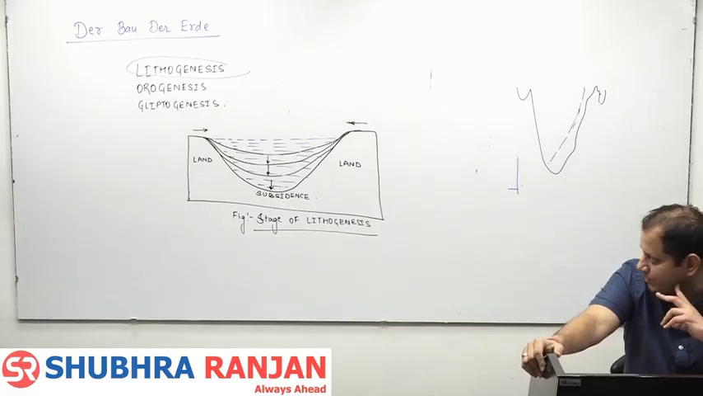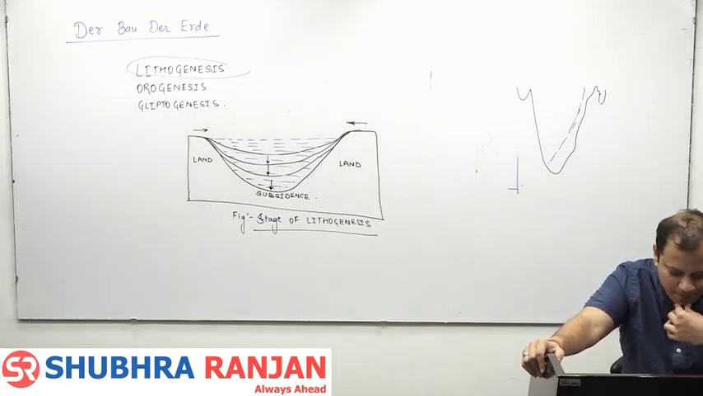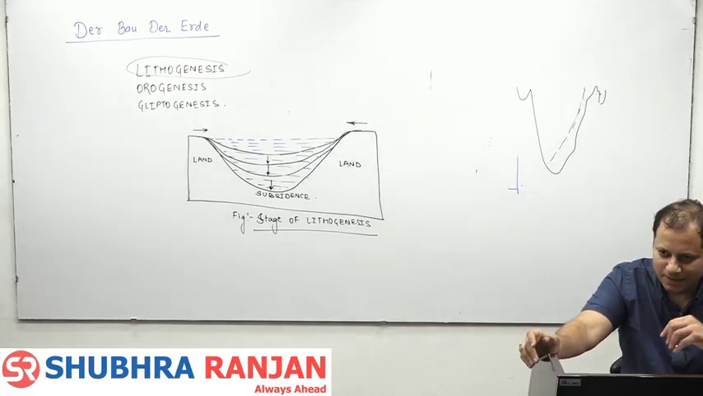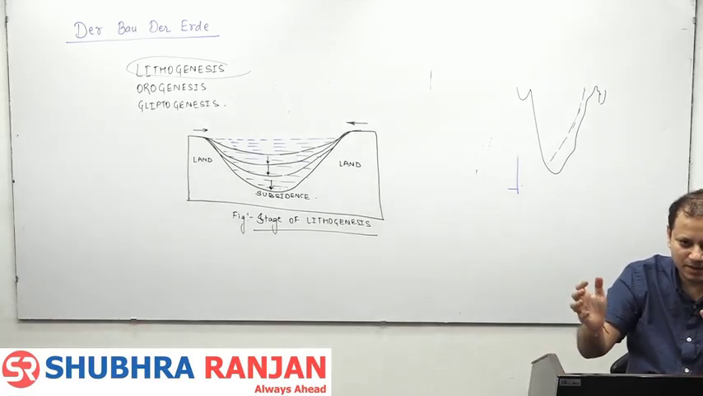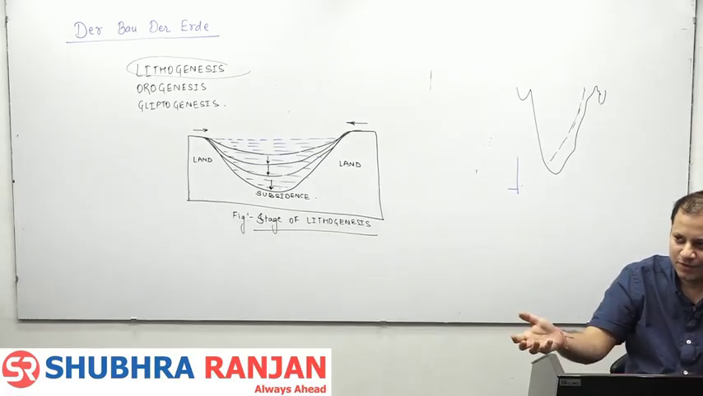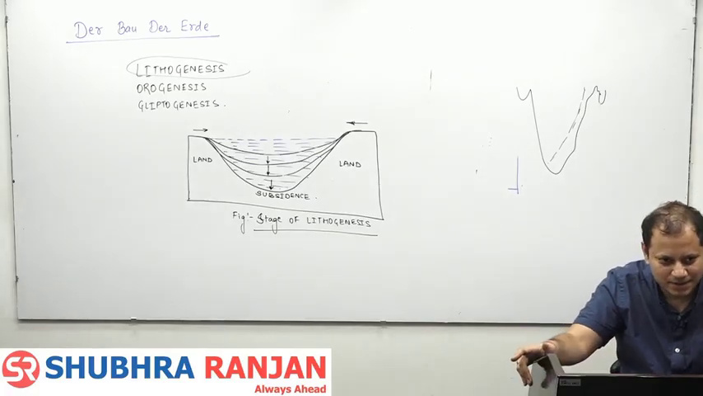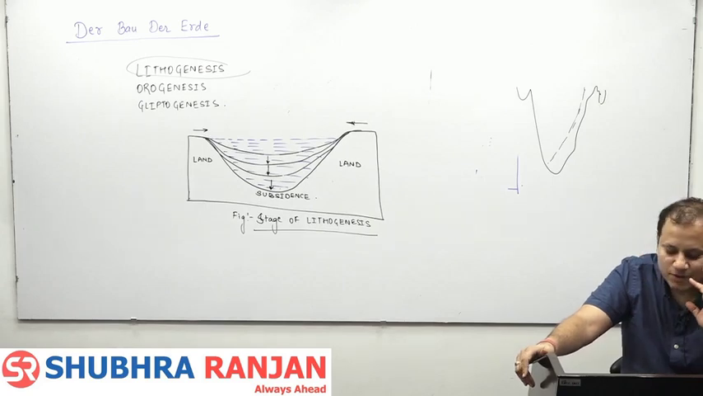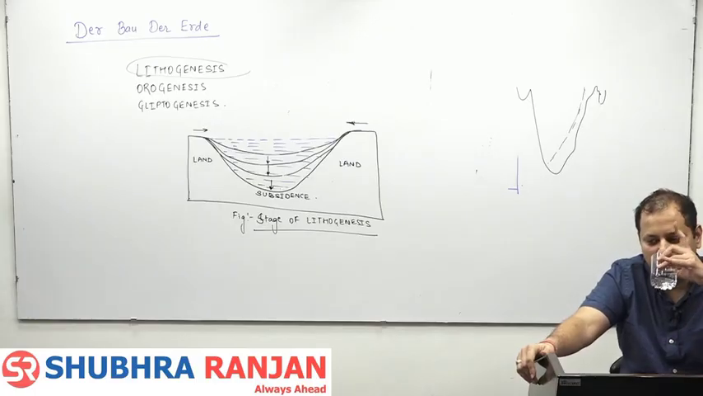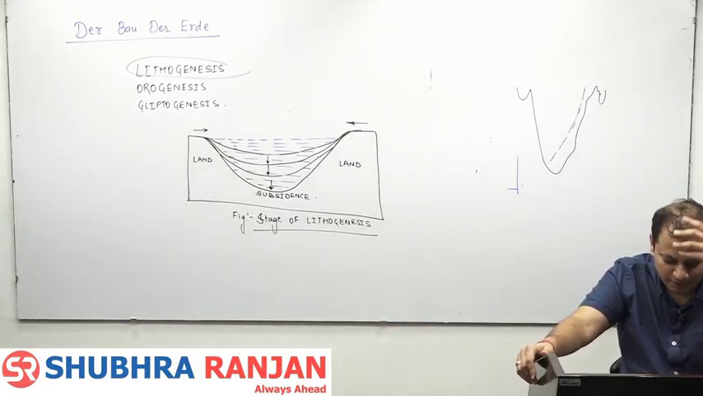Orogenesis, stage 2. Orogenesis, what will you write in this? Due to subsidence, the mountains are coming near each other. Due to this, there is a squeezing of the sediments resulting in the formation of mountains. That is stage 2. Stage 2, orogenesis, is related to the building of mountains.